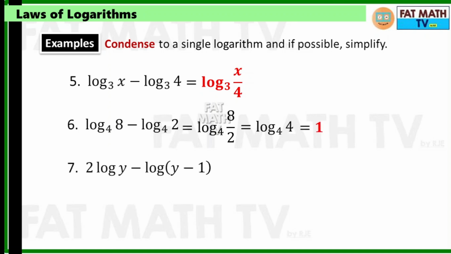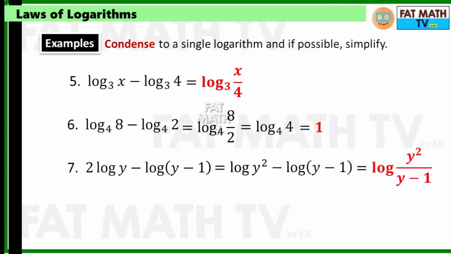Number 7, 2 logarithm of y minus logarithm of y minus 1. The first term can be expressed as logarithm of y squared by applying law number 3. So logarithm of y squared minus logarithm of y minus 1 is logarithm of the quotient of y squared and y minus 1. So log of y squared over y minus 1.